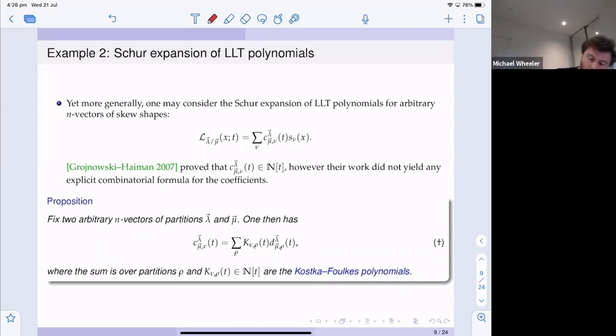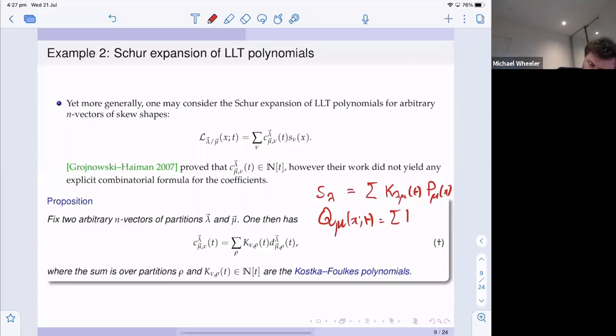So I can take just an ordinary Schur polynomial and expand this over the Hall-Littlewood basis. That's one way of defining them. There's another way where I take a modified Hall-Littlewood polynomial and I perform the same, except now I expand over Schur polynomials. So this sum is over lambda and this one is over mu.